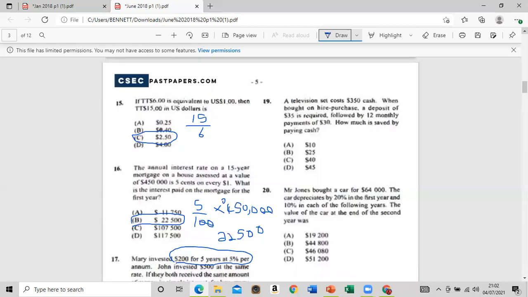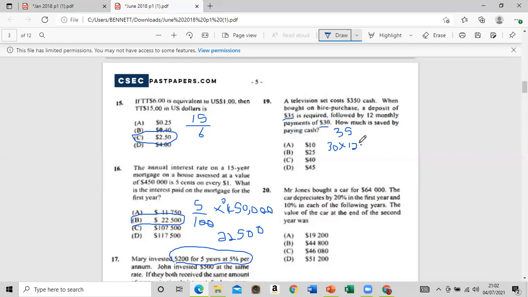Alright, a television set costs $350 cash. When bought on hire purchase, a deposit of $35 is required, followed by 12 monthly payments of $30. Alright, so we know we deposit $35. So we can just say, alright, we'll calculate the total hire purchase. 35 and then 30 times 12.